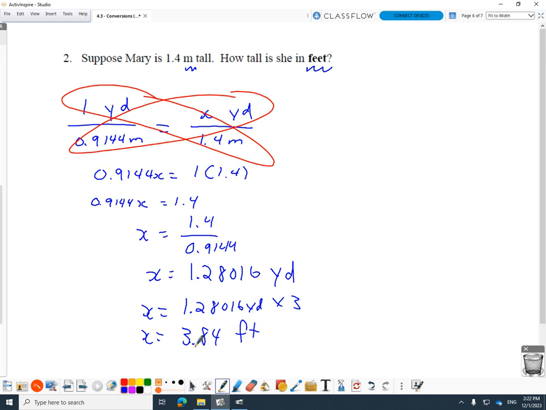But that's a decimal. Feet isn't in decimals. So if I want the inches, I've got to go 0.84 times 12 to figure out how many inches we're talking about here. And I get 10. So it's about 3 feet, 10 inches. Does that fit? How long is a meter?